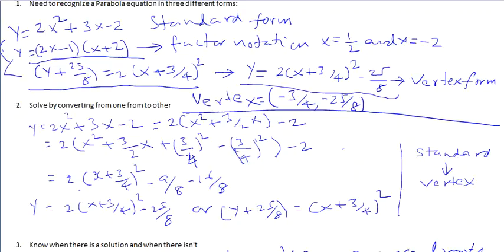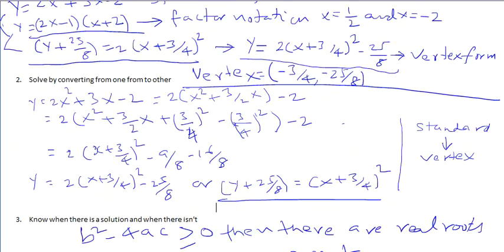So this would turn out to be 2 times (x + 3/4)² − 9/8, because when this comes out, minus 16/8, so it becomes 2 times (x + 3/4)² − 25/8. Or you can also write the same thing by bringing 25/8 onto the left hand side, so you would get this equation.